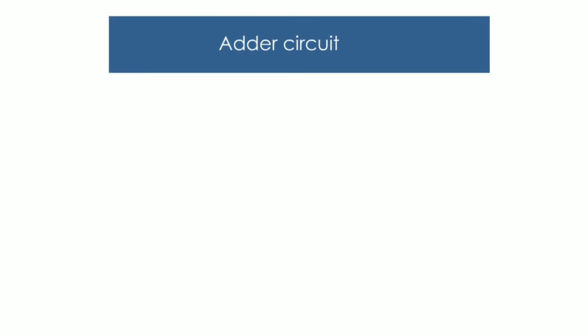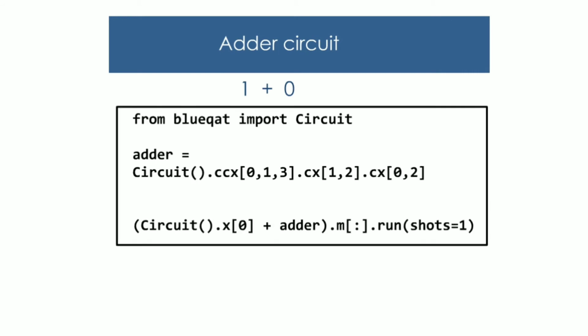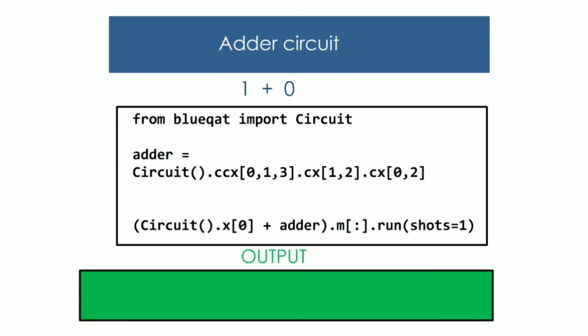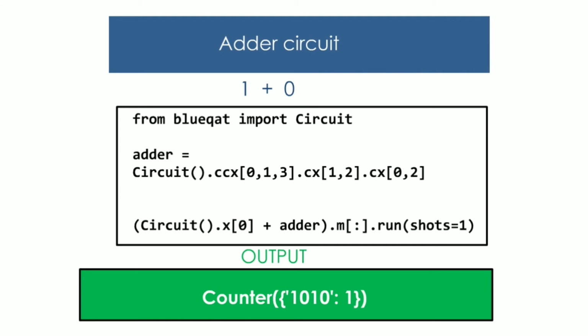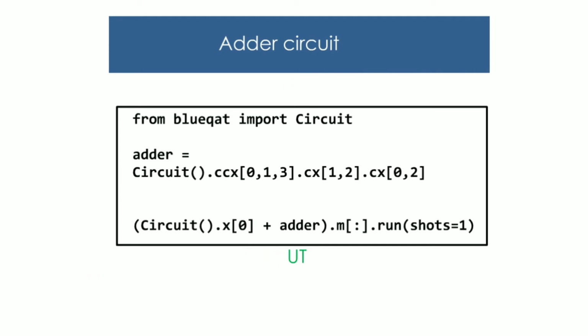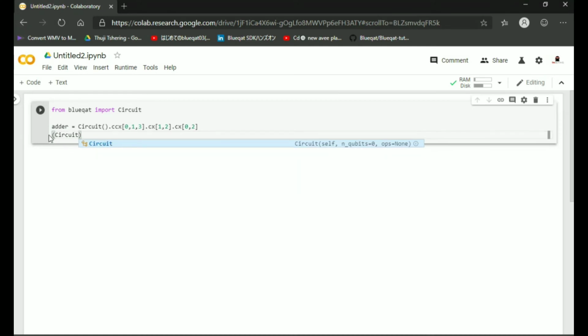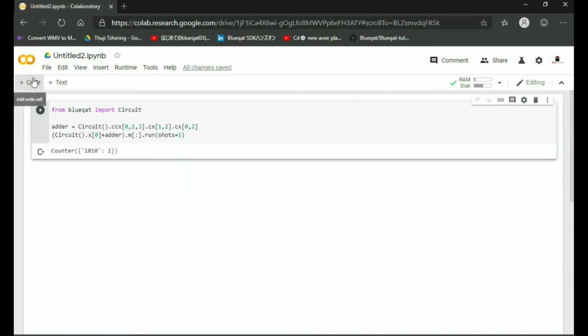Now, let us add the qubits 1 and 0. Type the code that is shown on the screen in Google Colab. If you run this code, we will get the output as 1010. Now let us try this code in Google Colab. Type the code that was shown earlier. Then click on the play button to run the code, and as you can see, the output is 1010.